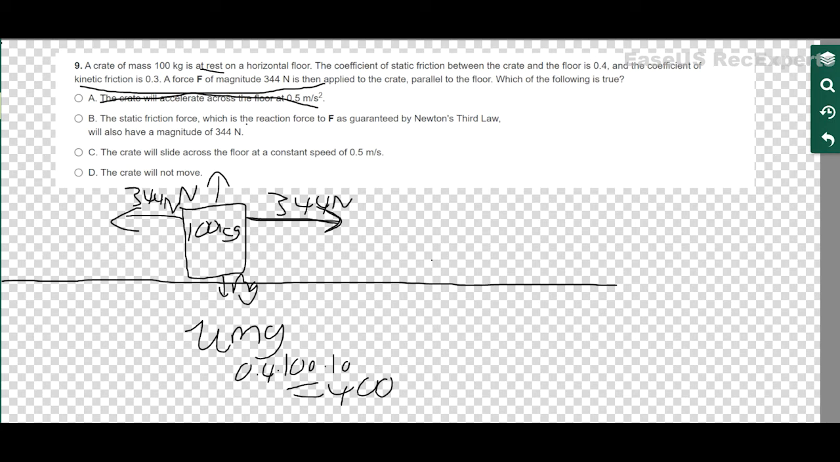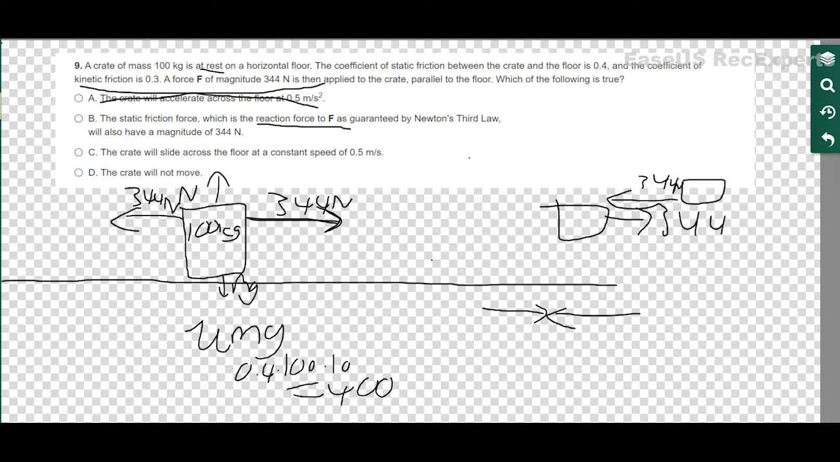Now, this does seem correct, but as we discussed earlier, the reaction force to F would not be friction, right? Because it would have to be another object applying another force onto it. So if you're applying 344 newtons this way, your reactionary force would not be from anything else other than another object. Another object would have to exert that force onto this object, right?